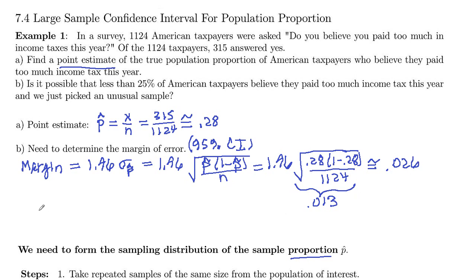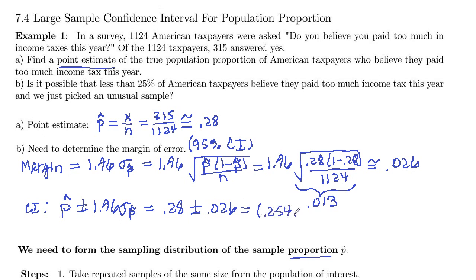So then our confidence interval is going to be p-hat plus or minus that margin of error, 1.96 times sigma p-hat. So 0.28 plus or minus 0.026. If you subtract 0.026 from 0.28, you get 0.254. And if you add it, you get 0.306.